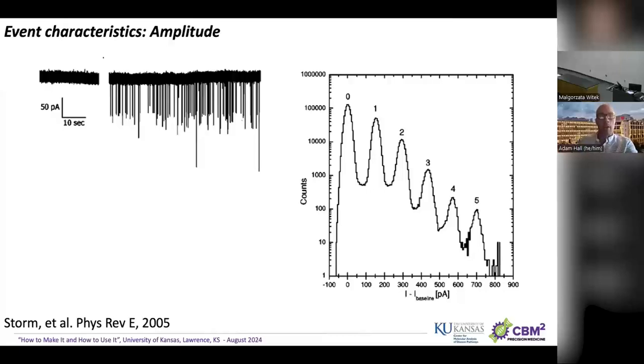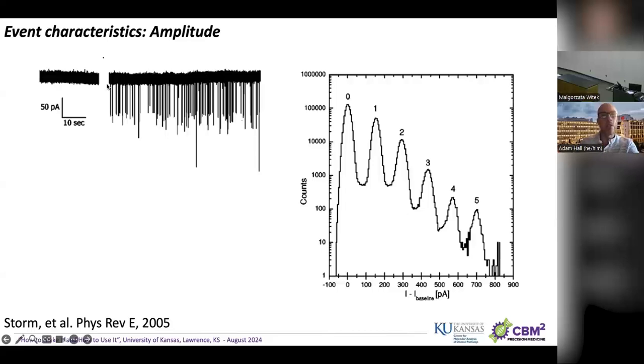Another characteristic is the amplitude. That is to say, how much of the current is actually blocked when a molecule goes through the pore. Again, these are classical examples from a very long time ago, but the science hasn't changed. It actually does look very much like this when we look at molecules today.